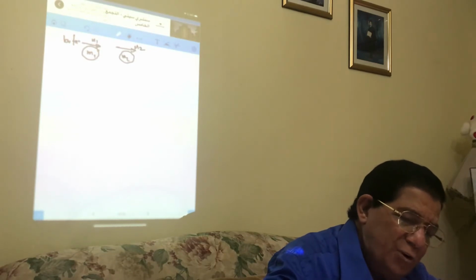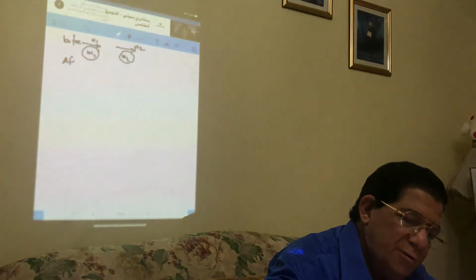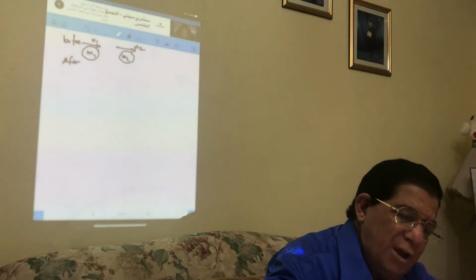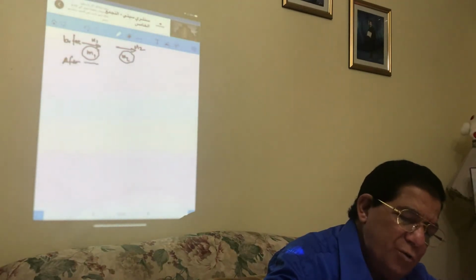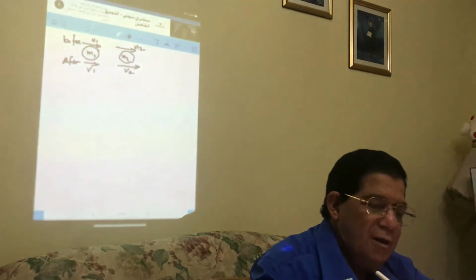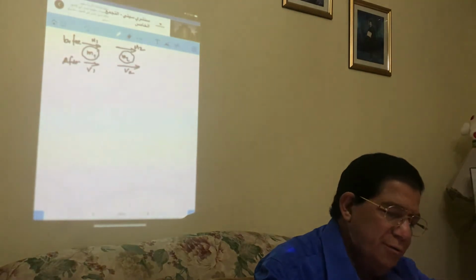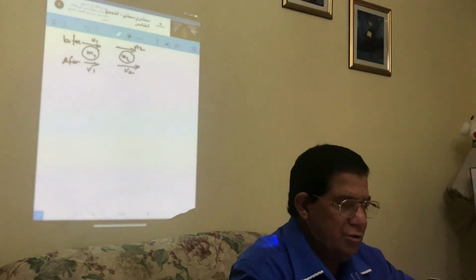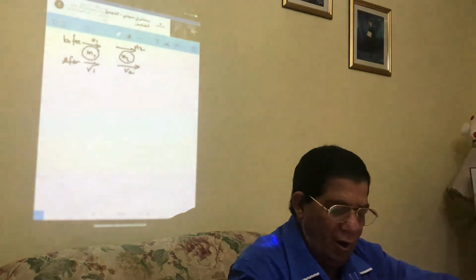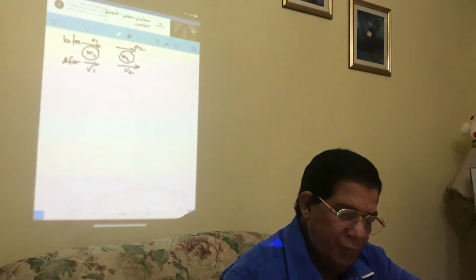And after collision, the mass m1 will move with a velocity v1, and the mass m2 will move with a velocity v2. The two velocities at the top are before collision, and the two velocities at the bottom are after collision.